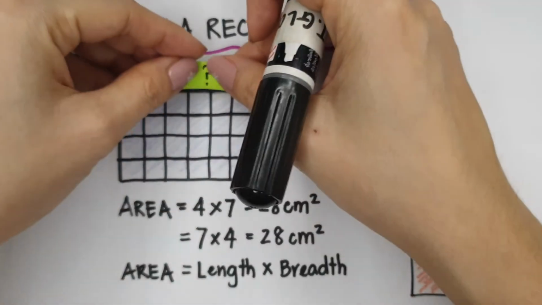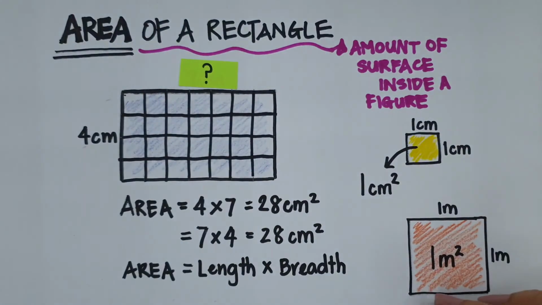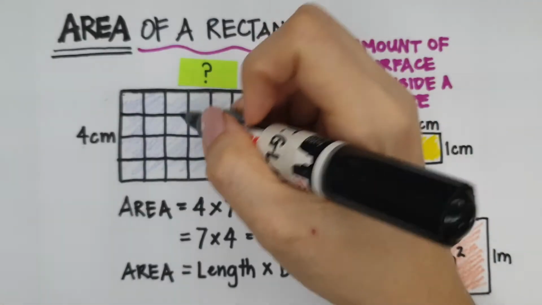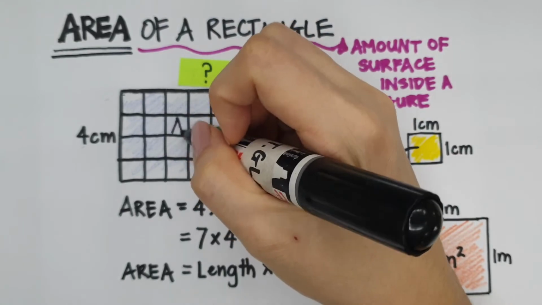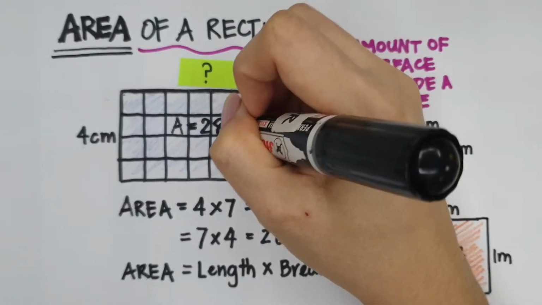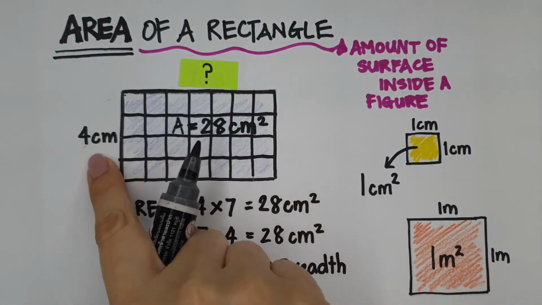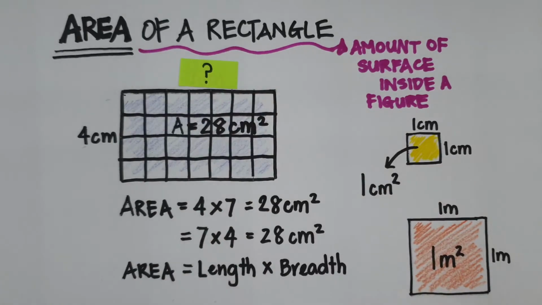Now, what happens if I am not given one of the sides? Okay, I know that the area is, I'm going to write here, area equals 28 square centimeters, and I'm given the breadth and I want to find the length.